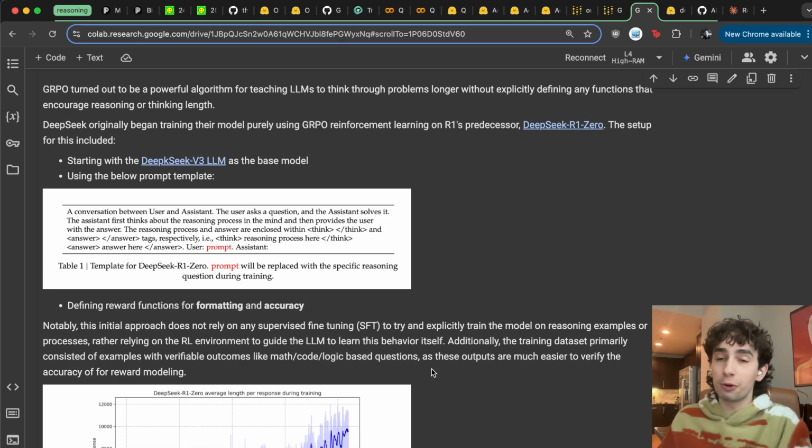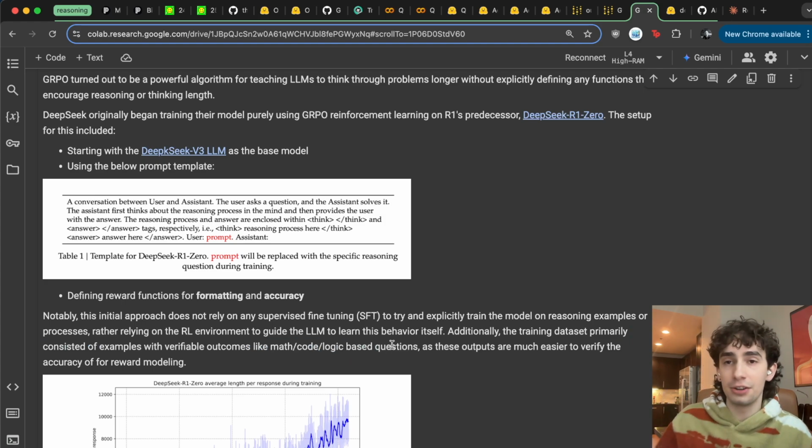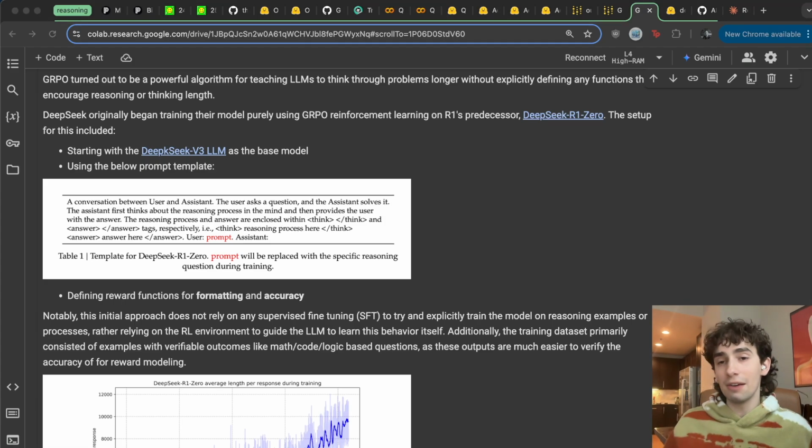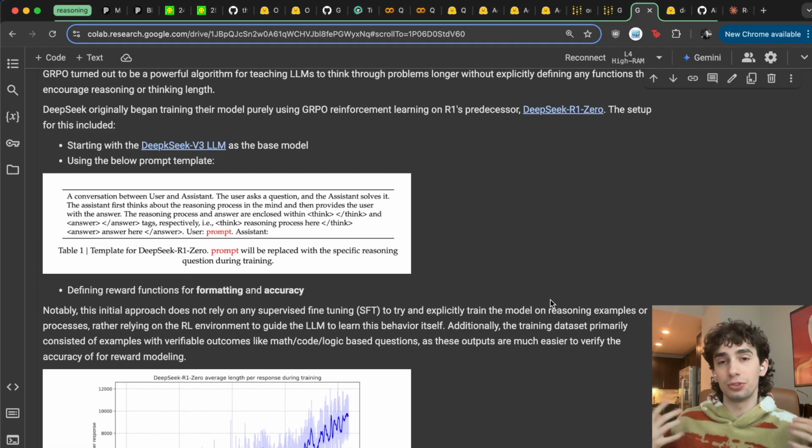Rather, the reinforcement learning environment itself is meant to guide the language model to learn this behavior itself, which is kind of cool. The training data set in this case was primarily things with verifiable outcomes. They used a big mix of math, code, and logic-based questions, as especially for something like this, they're much more easily verifiable. Having a ground truth answer with something like a math problem makes it really easy to do some reward modeling in the RL process.